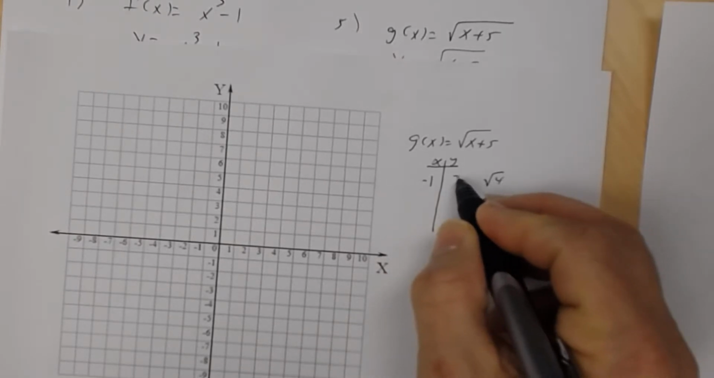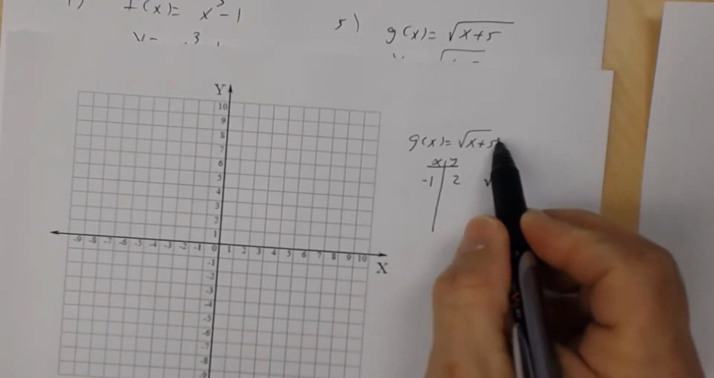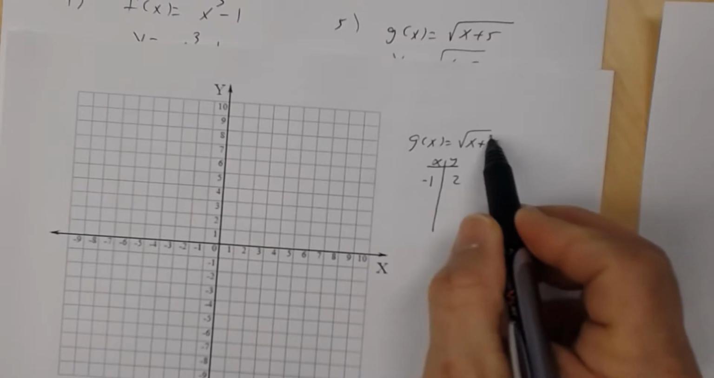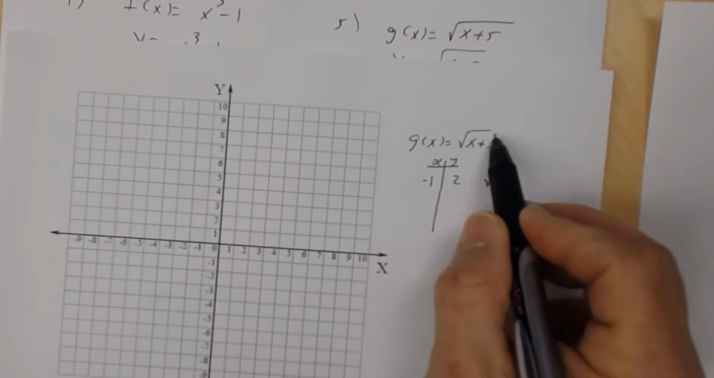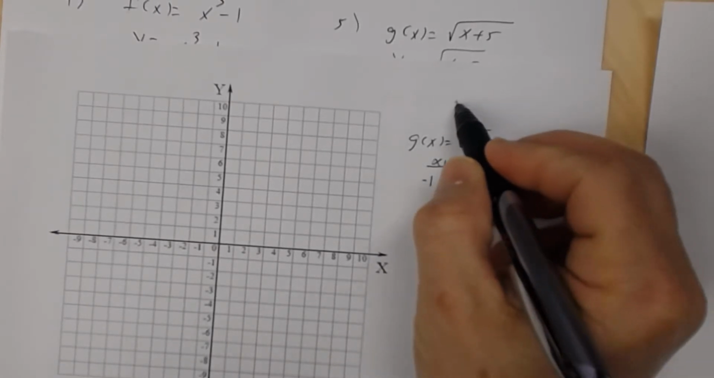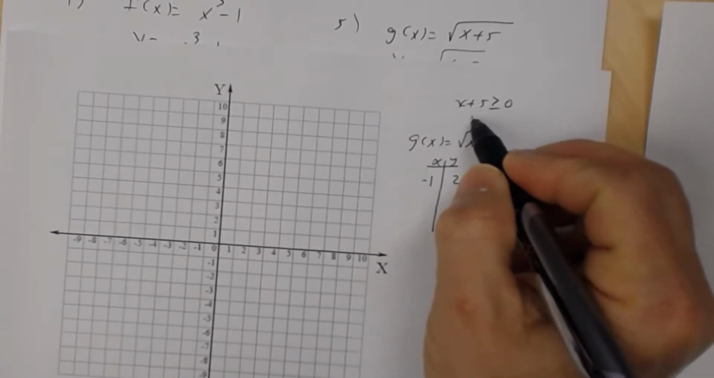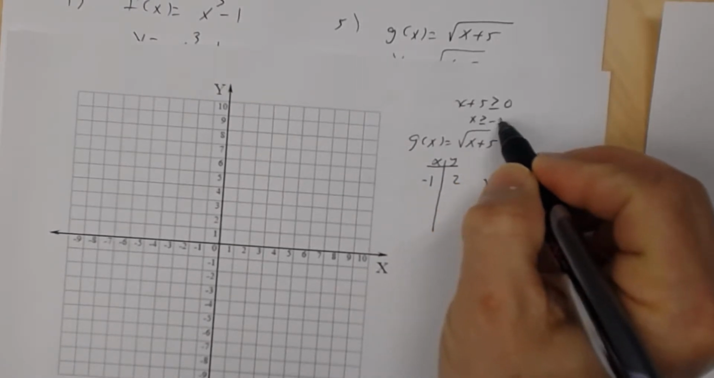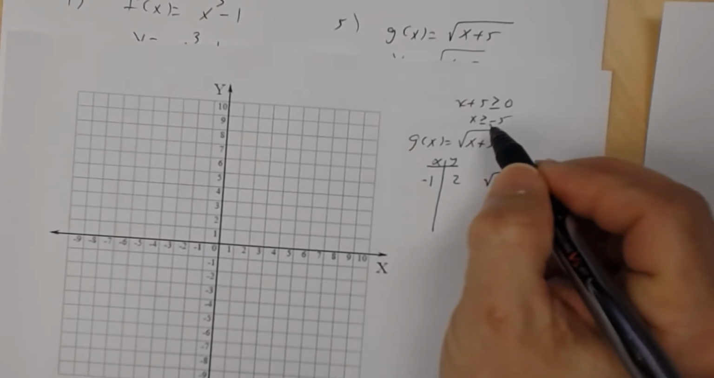All right, now before we go any further, let's look at the domain of this function. So remember, I can only take the square root of a positive number or 0. So in other words, x plus 5 must be greater than or equal to 0. So if I get x by itself, I get x is greater than or equal to -5. Okay? So I can use any number greater than or equal to -5.